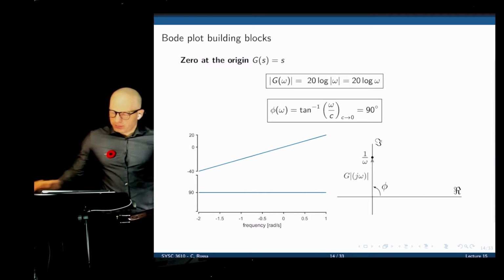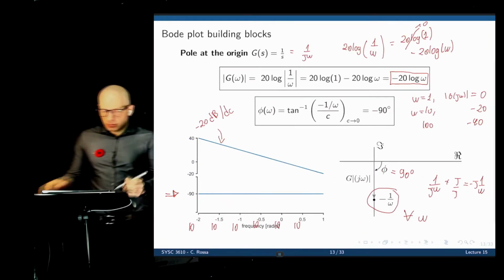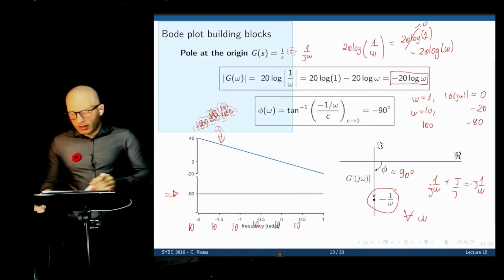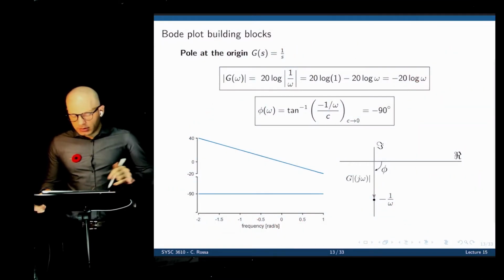Professor, what did you say about the slope again? You said it was negative 20 decay? Negative 20 decibels per frequency decade.